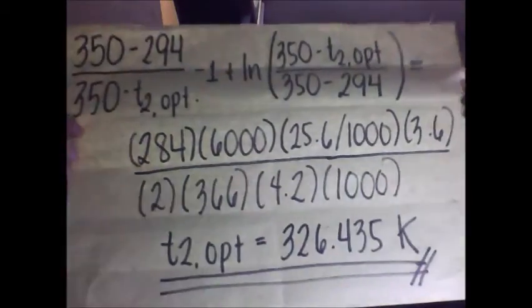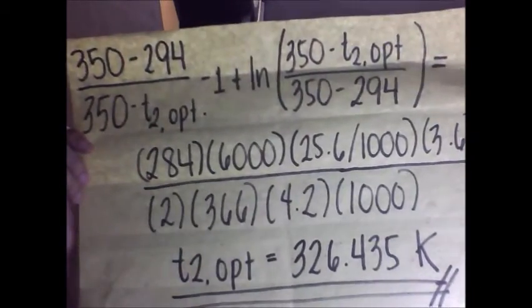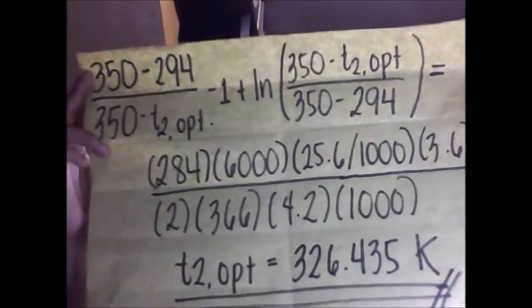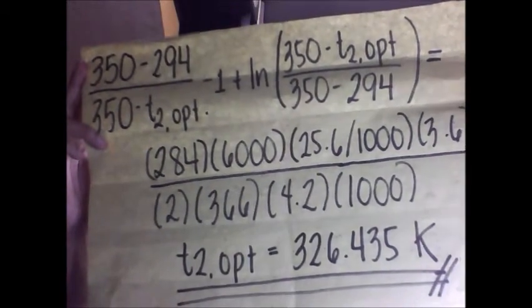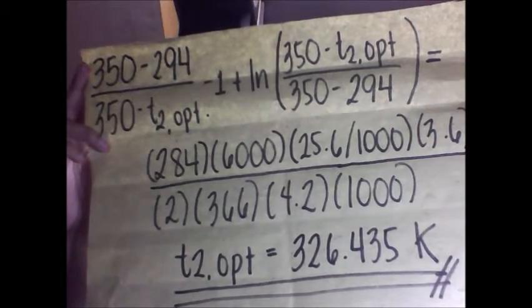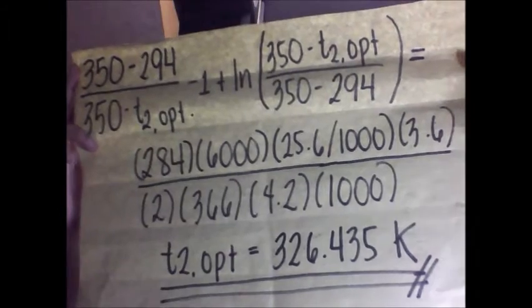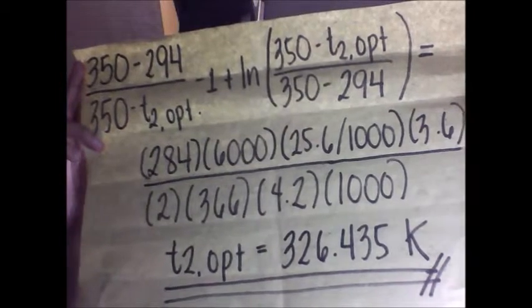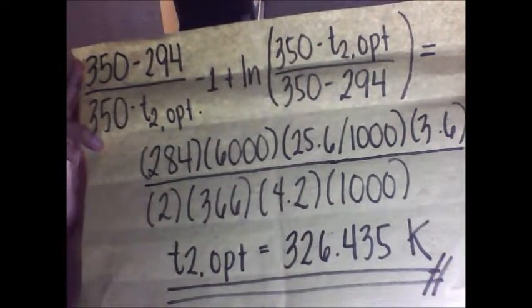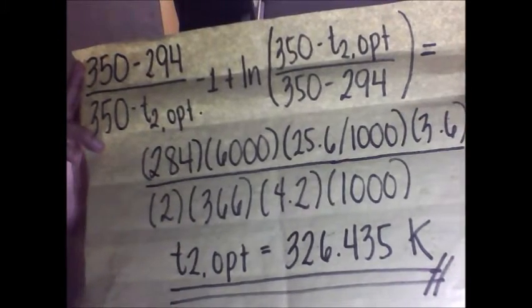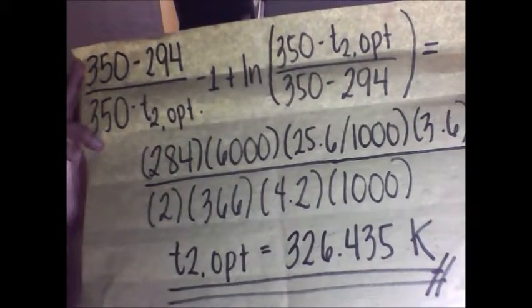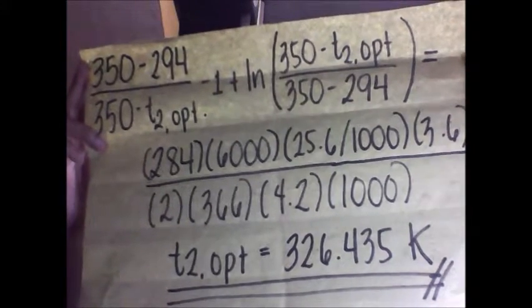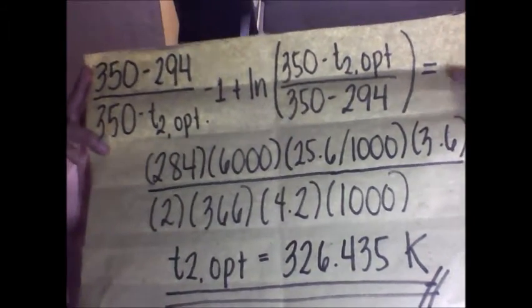Next, substituting the values into the equation, we would come up with this equation. So (350 minus 294) over (350 minus T2 op) minus 1 plus ln of (350 minus T2 op) over (350 minus 294), which is equal to 284 times 6,000 times 25.6 over 1,000 times 3.6 all over 2 times 366 times 4.2 times 1,000. Then our optimized exiting temperature or T2 op is equal to 326.435 Kelvin.